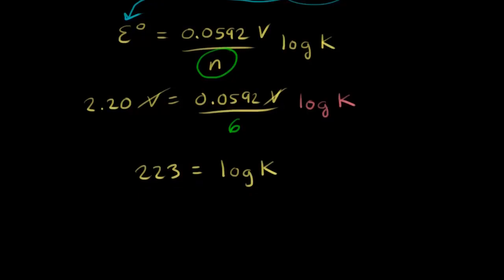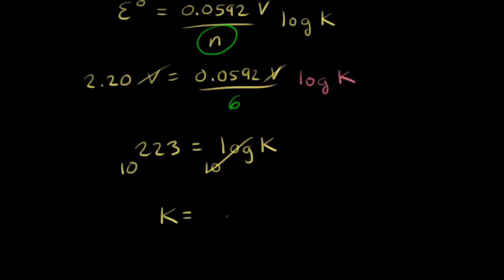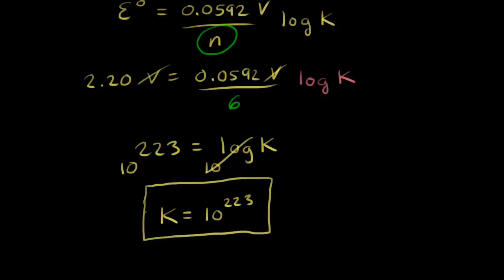So we need to get rid of our log, and we can do that by taking 10 to both sides. If we take 10 to the 223 and 10 to the log of K, then that gives us K, the equilibrium constant. So K is equal to 10 to the 223rd power, which is obviously a huge number. We get a huge value for the equilibrium constant, which is a little bit surprising because we only had 2.20 volts, which doesn't sound like that much. From only 2.20 volts, we get a huge number for the equilibrium constant.